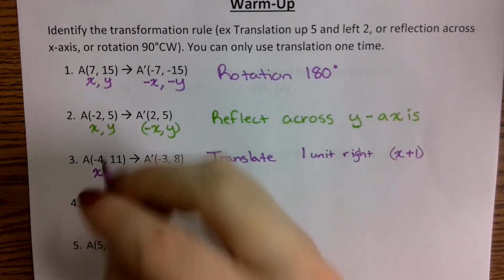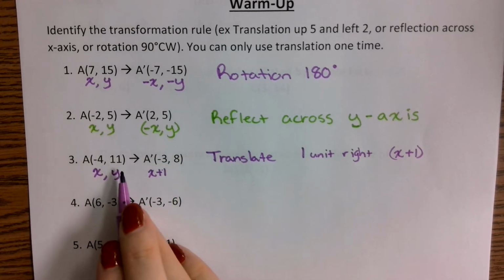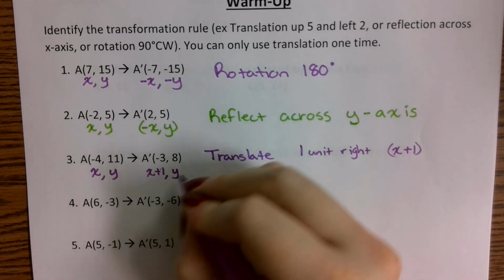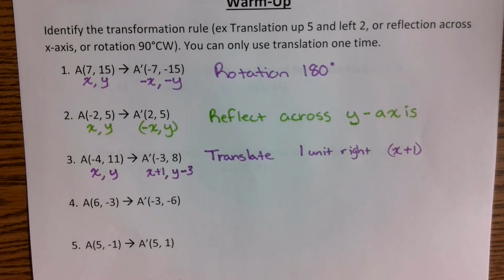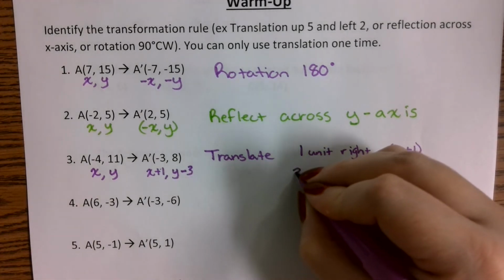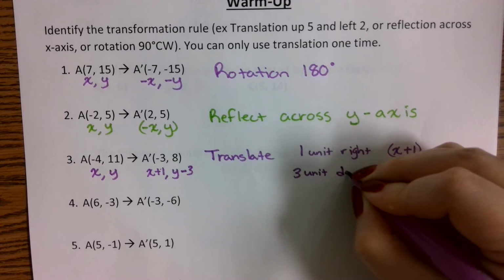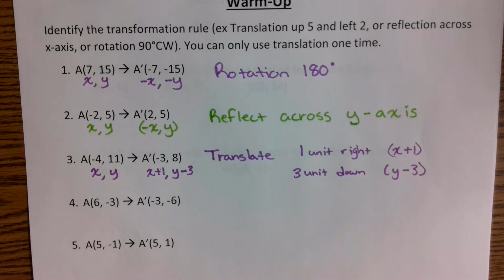And then when we're starting at our y, starting at an 11, and then we're going to an 8, are we increasing or decreasing? Decreasing. And what are we decreasing by? 3. We decreased by 3, so y minus 3, which means that we are going 3 units down, or y minus 3. Either one of those would have been perfectly acceptable for your answer.